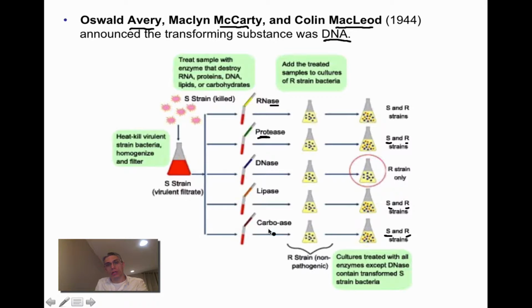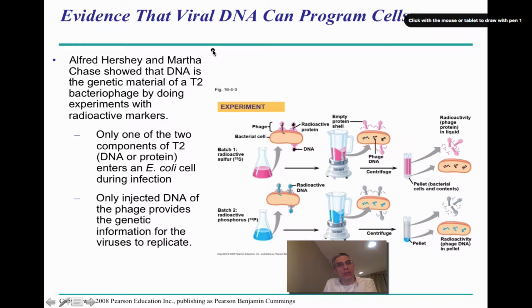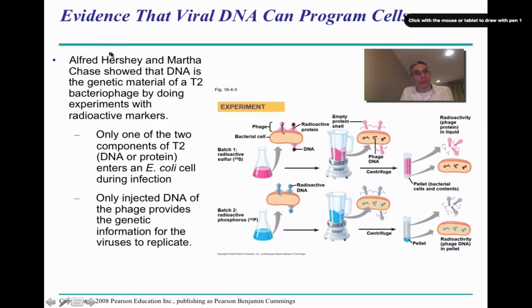But if you notice when I go back up here to DNase, in other words, to remove the DNA, but to keep the other 4, the only bacteria that we had at the very end was the R strain bacteria. So again, based on the deductive reasoning of these 3 scientists, it was determined that that transforming substance must have been DNA. Now, 2 other scientists also basically gave us some information to sort of verify that the DNA was the transformative agent.